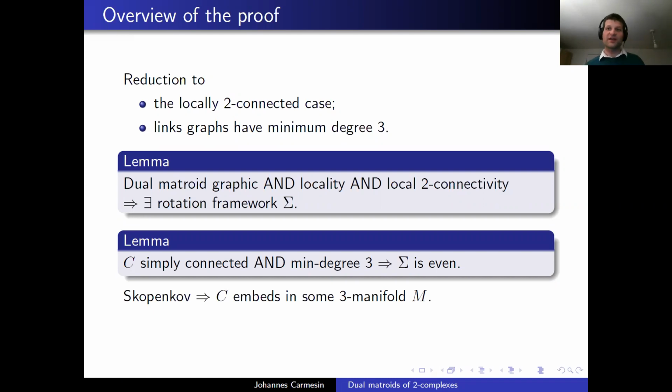Once you have the even rotation framework, you can use this lemma of Skopenkov to show that your 2 complex embeds in some 3 manifold, and then use Perelman's theorem. Perelman proved the Poincaré conjecture, which says that if you have a simply connected compact 3 manifold, then it must be isomorphic to the 3 sphere.